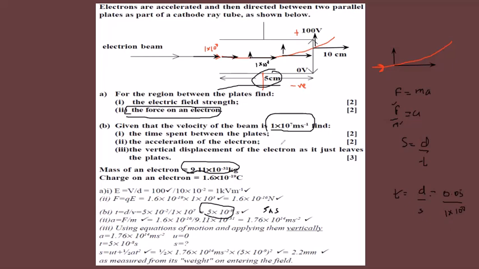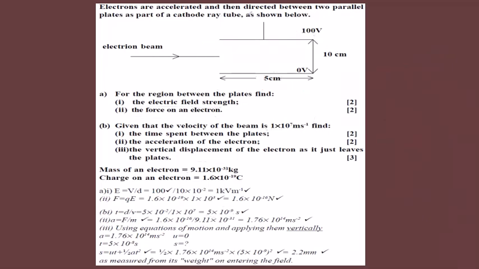The vertical displacement of the electron as it leaves the plate. So we need the vertical displacement. What does it mean? As you know, as this electron enters the electric field, it deviates from the original path. So it will have two components. We need the vertical displacement. This is a horizontal displacement and we need a vertical one.